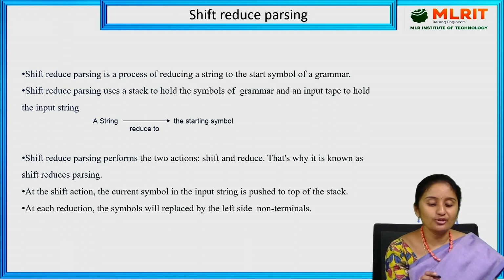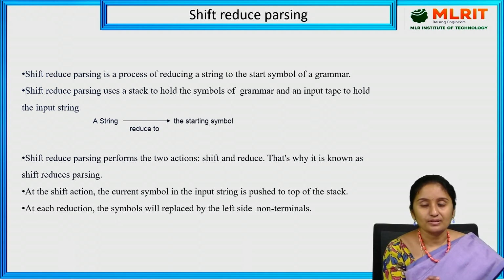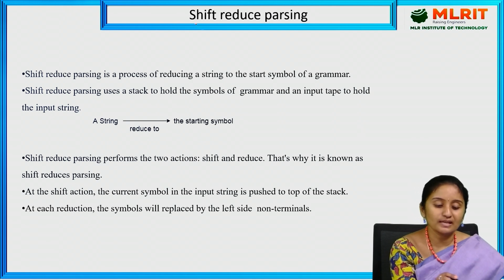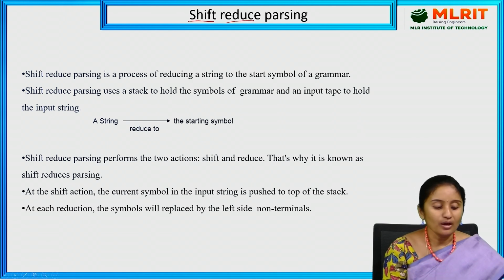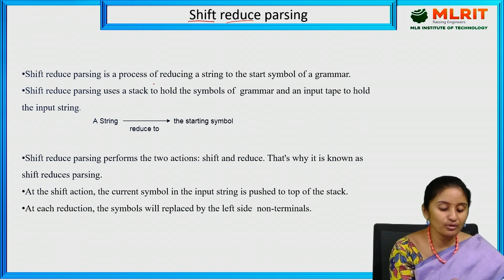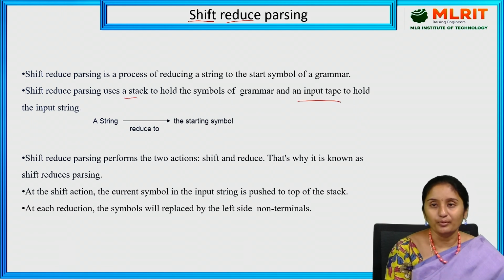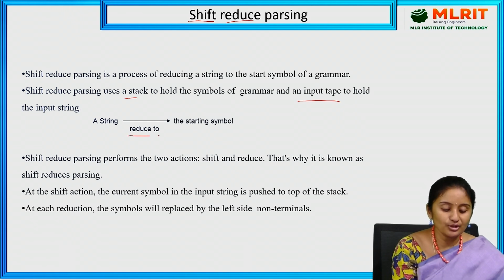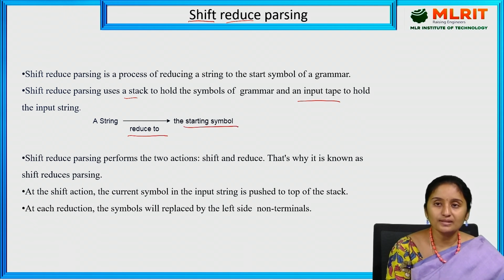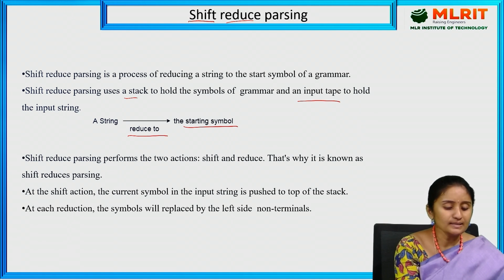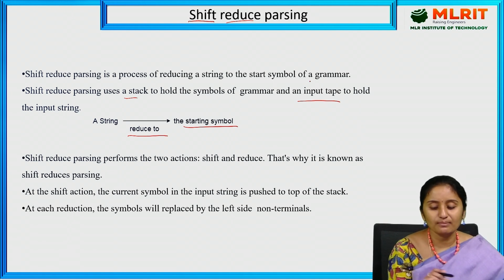So what is Shift Reduce Parsing? The name itself tells us that it follows two data structures, stack and input. The stack and input are the two data structures used to hold the input string. It is a process of reducing a string to the start symbol of a grammar.